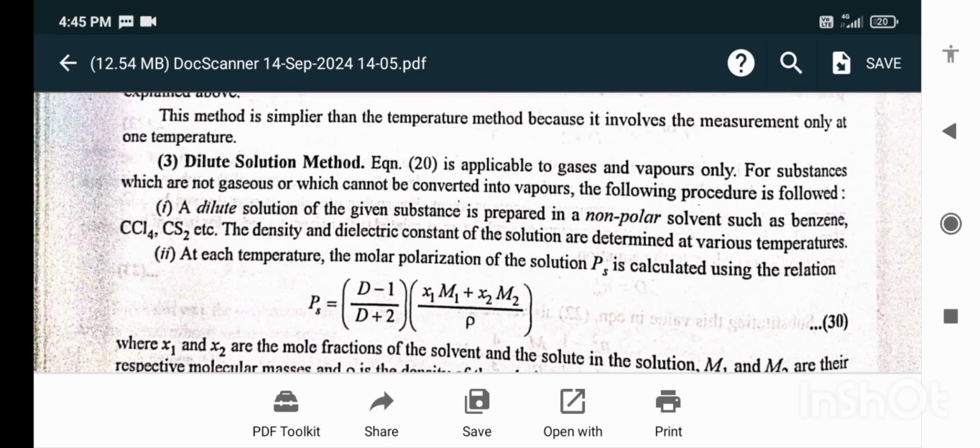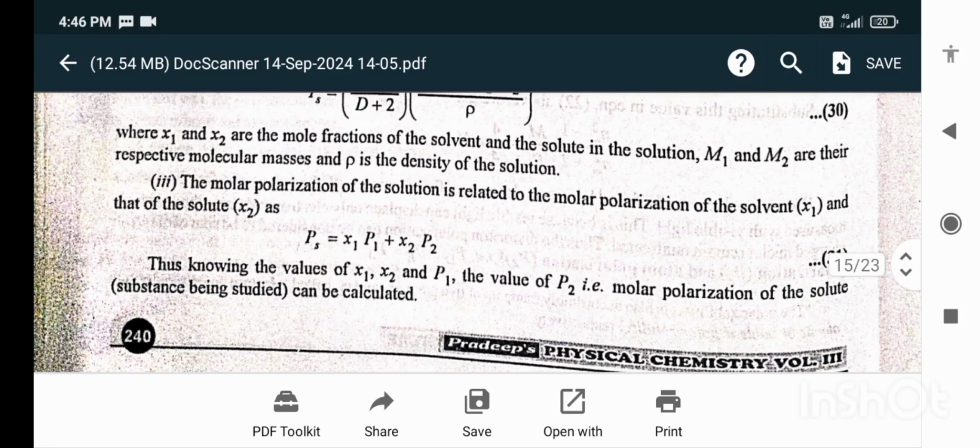For substances which are not gases or which cannot be converted into vapors, the following procedure is followed. A dilute solution of the given substance is prepared in a non-polar solvent such as benzene, CCl4, CS2, etc. The density and dielectric constant of the solution are determined at various temperatures. At each temperature, the molar polarization of the solution P_S is calculated using the relation, where X1 and X2 are the mole fractions of the solvent and the solute in the solution. M1 and M2 are their respective molecular masses and ρ is the density of the solution.